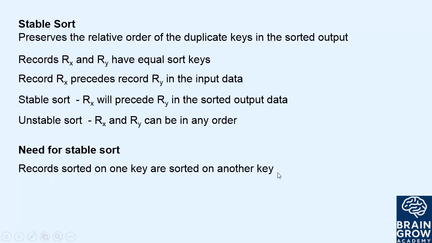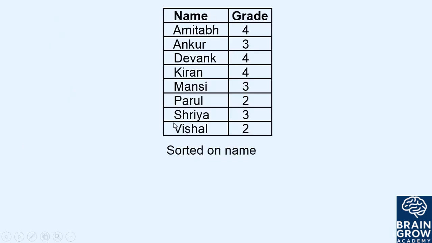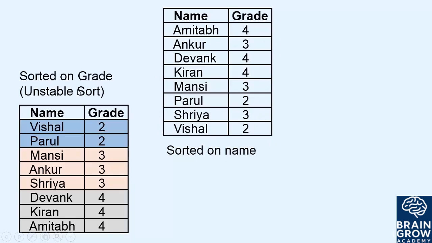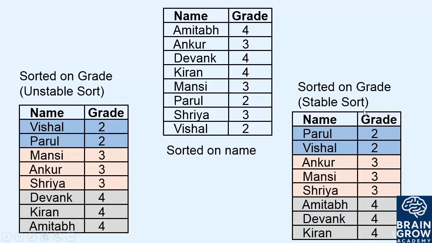Let's see an example. This is a list sorted on name. All the names are in ascending order. Now we'll again sort this list based on grade. This is the output given by an unstable sort, and this is the output given by a stable sort. In both the outputs, grades are in ascending order. In this output, the names of all students in a grade are in alphabetical order.